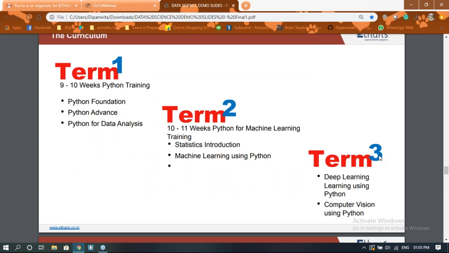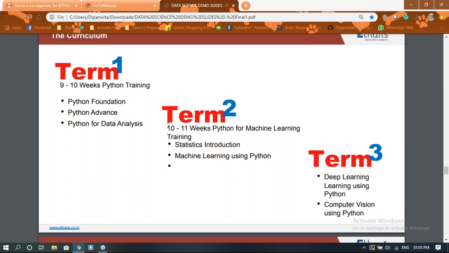Here, term 1 takes you through the Python foundation, that means the basic Python part. Then you have Python advanced, that is the intermediate and the advanced part. And then, as I told you, Python for data analysis takes you through certain Python modules that are specific to data analysis. So how we use data using Python will be taught to you.